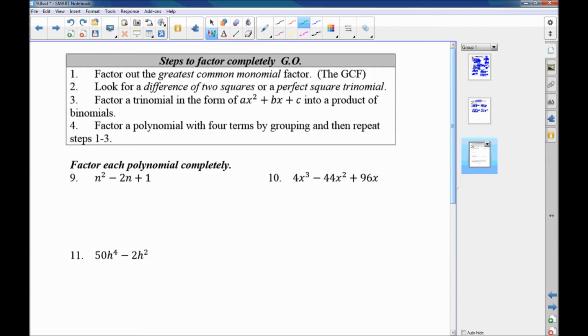Step number 2, look for the difference of two squares pattern or a perfect square trinomial pattern. Remember, you can find those by looking at the first and last term and seeing if they're perfect squares. They're a good tip-off for you, okay?